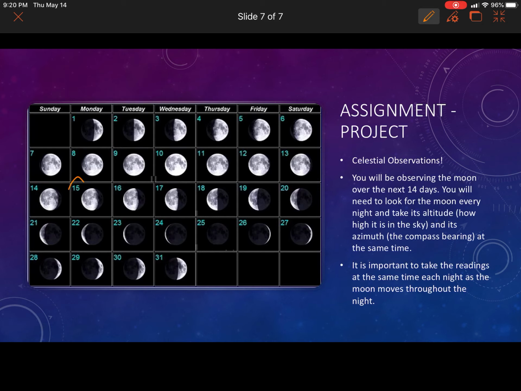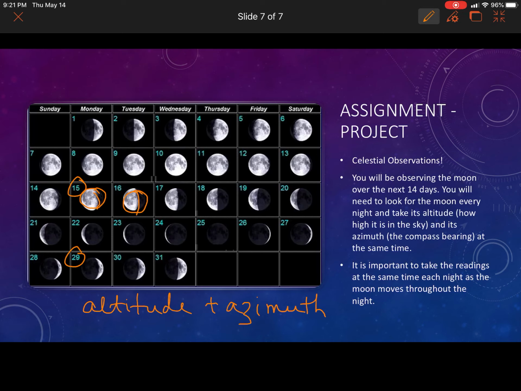So say you started on the 15th. If you go 14 days, you're going to go to the 29th, and you are going to see those different phases of the moon, ideally, hopefully, as you go through. Every night you are going to take its altitude, and you're going to find that using your hand. You are also going to take the azimuth using your compass, and you are going to make a sketch of what the moon looks like. You're just going to draw it by shading in. You're going to do that for 14 days, and then you're going to graph your data, and we'll talk about that more a little later.